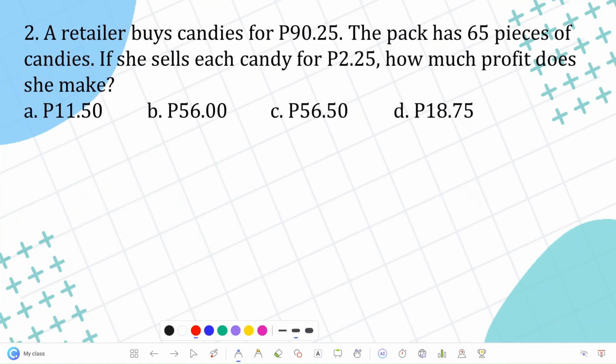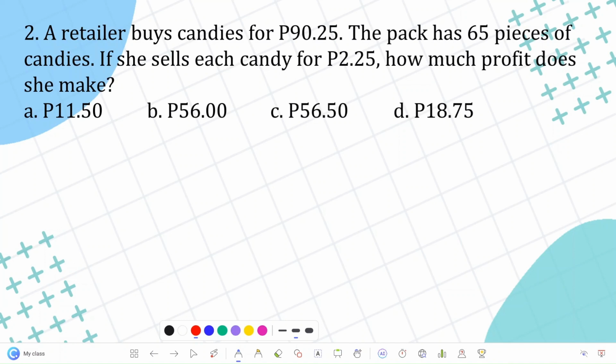Item number 2, a retailer buys candies for 90.25. The pack has 65 pieces of candies. If she sells each candy for 2.25 pesos, how much profit does she make? Is it A, 11.5, B, 56 pesos, C, 56 pesos 50 centavos, or letter D, 18 pesos 75 centavos?